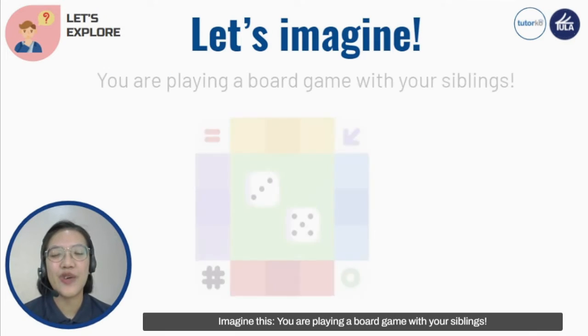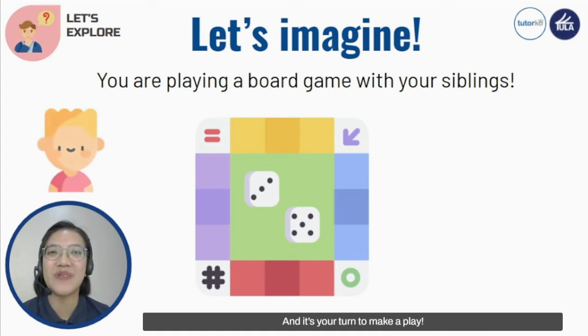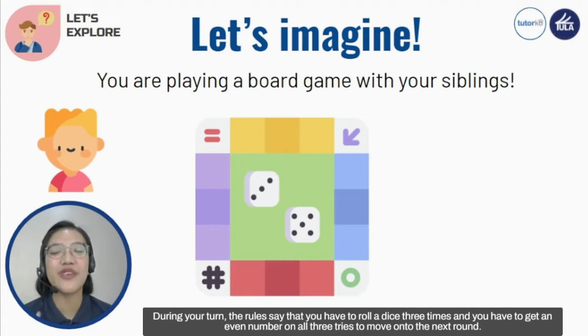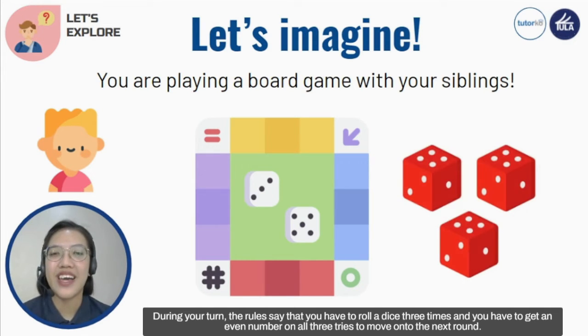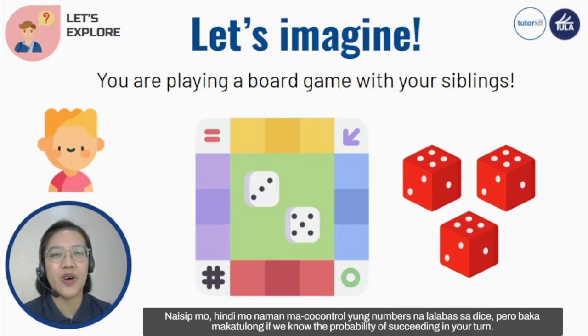Imagine this. You are playing a board game with your siblings, and it's your turn to make a play. During your turn, the rules say that you have to roll a dice 3 times and you have to get an even number on all 3 tries to move on to the next round. Naisip mo, hindi mo naman makokontrol yung numbers na lalabas sa dice, pero baka makatulong if we know the probability of succeeding in your turn.